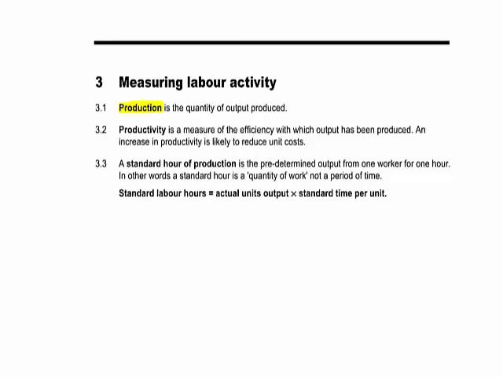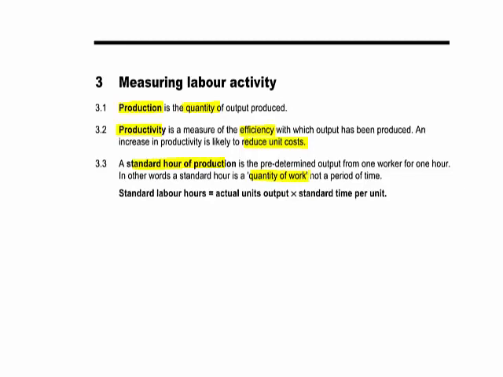After thinking about the methods of remuneration, we need to think about monitoring labour activity. Production then is the amount or the quantity of output that has been produced. Productivity then is how efficiently that output was produced. And if a business can increase its productivity, that's very important because it will mean that the cost of producing each unit will fall. The standard hour of production is how long we think it should take for one unit to be produced, and so a standard hour is a quantity of work, not a period of time.